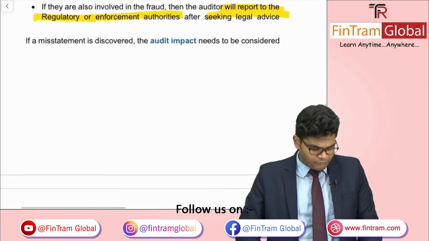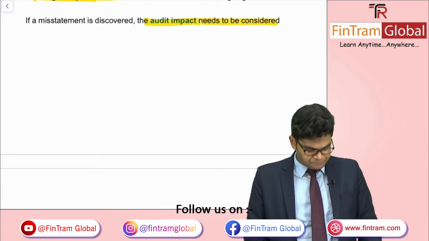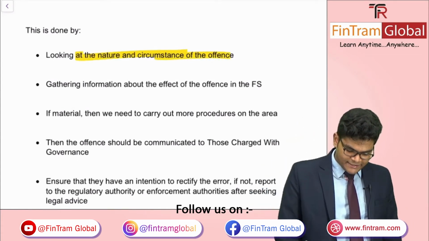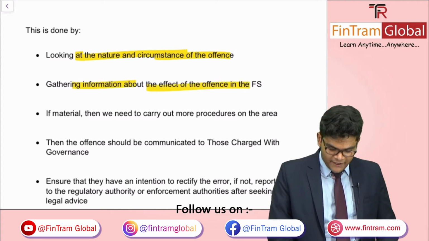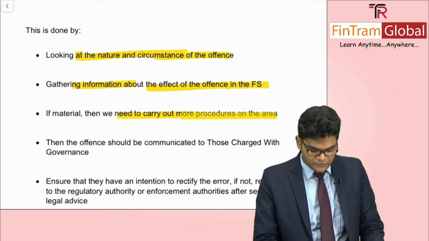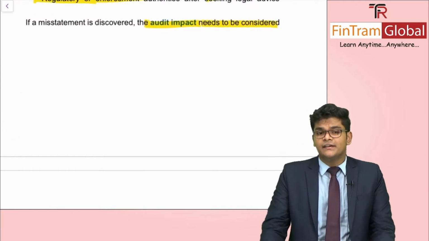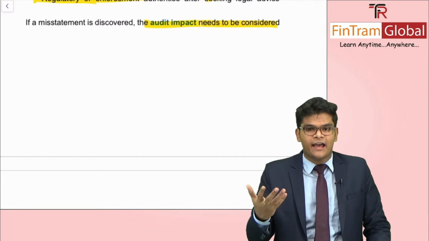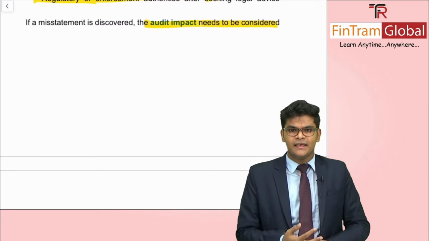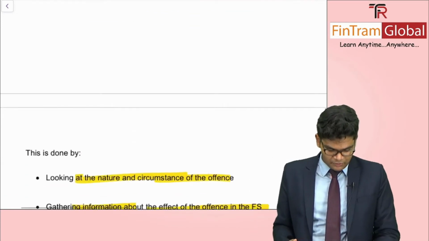Let's continue reading. If a misstatement is discovered, the audit impact needs to be considered. This is done by looking at the nature and circumstances of the offense, and secondly, gathering information about the effect of the offense on the financial statements. If material, then we need to carry out more procedures on the area. So what's the idea here, guys? These are some of the aspects we need to consider regarding the audit impact due to the presence of a fraud or error. What factors should we consider to assess it?